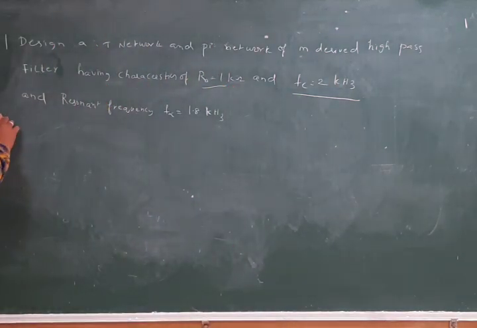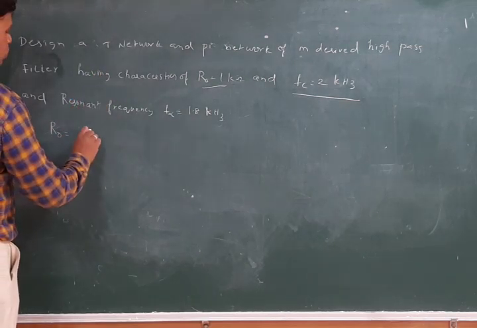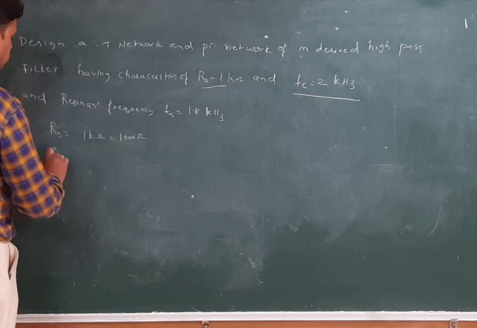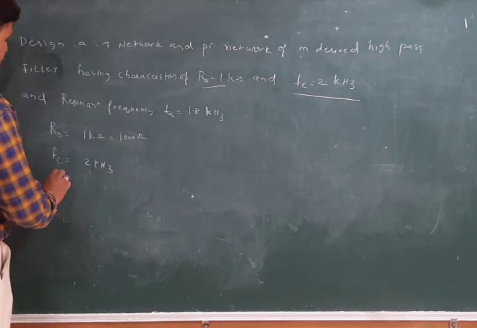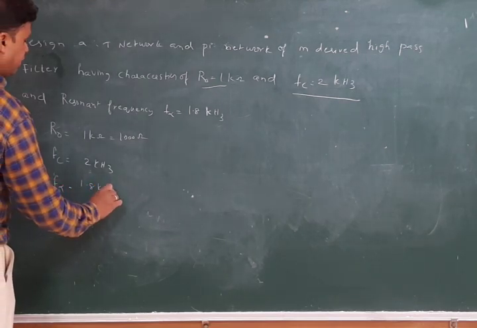The solution for this is, first of all, we will write the given data. R naught is given as 1 kilo ohm or 1000 ohms, Fc is the cutoff frequency, 2 kilohertz, and F infinity is 1.8 kilohertz. These are the given data.